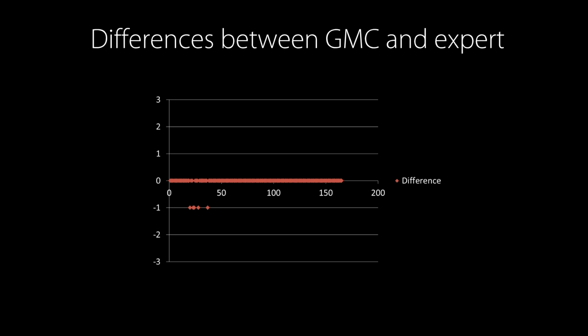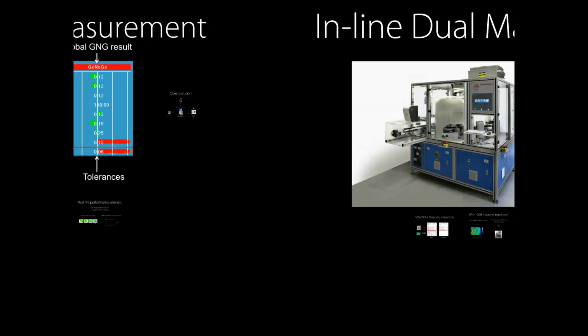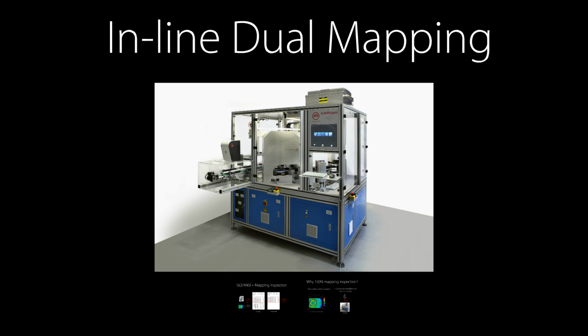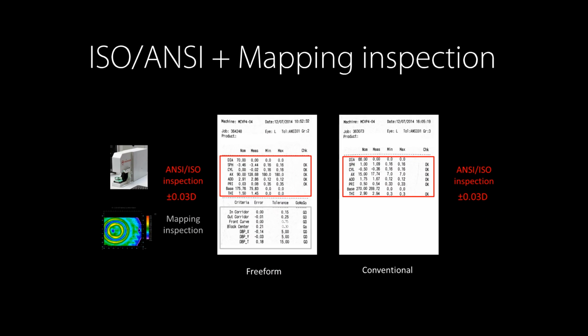This powerful tool is part of our new inline dual mapping inspection machine. It's called the Lensmapper and uses the same technology as the Dual Lensmapper standalone. It combines 2 inspection approaches. First, it provides a standard inspection as described by the ISO and ANSI standards. So, even if it's a mapping technology, you get the same focimeter measurements you are used to, and ISO or ANSI tolerances are applied.